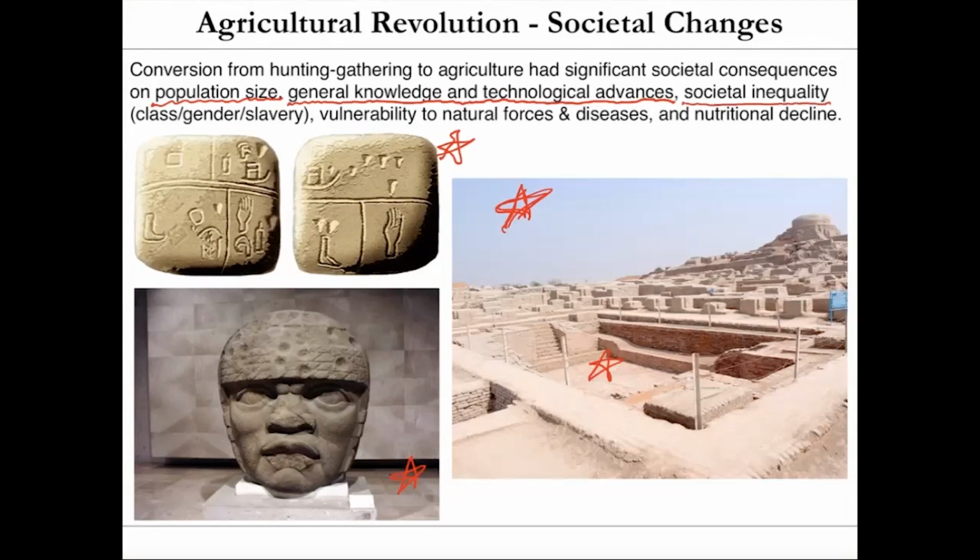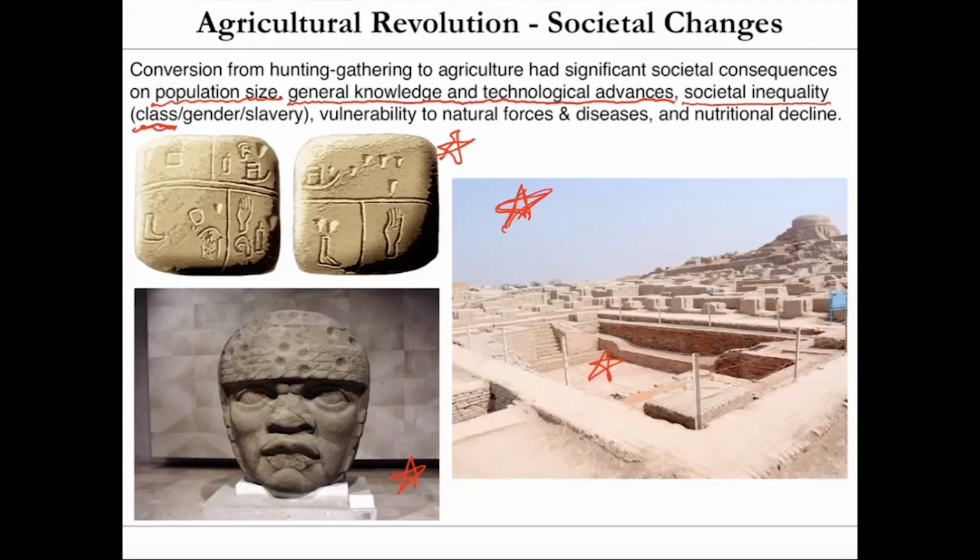So social inequality definitely changed significantly after the agricultural revolution. So this is now when you get class. You're no longer in a society that's fiercely egalitarian. In fact, you're living in a society where hierarchy is a very important part of it.